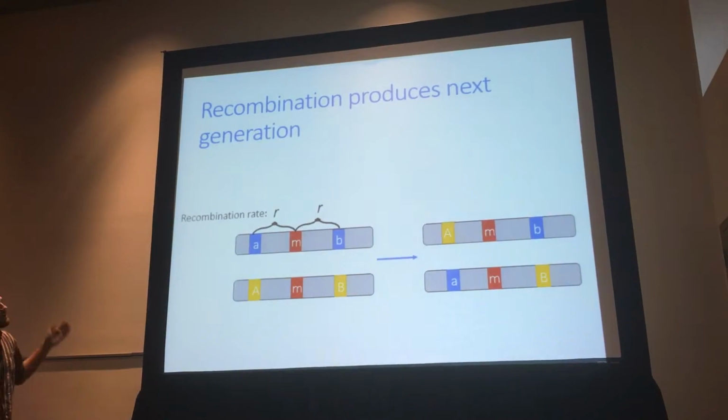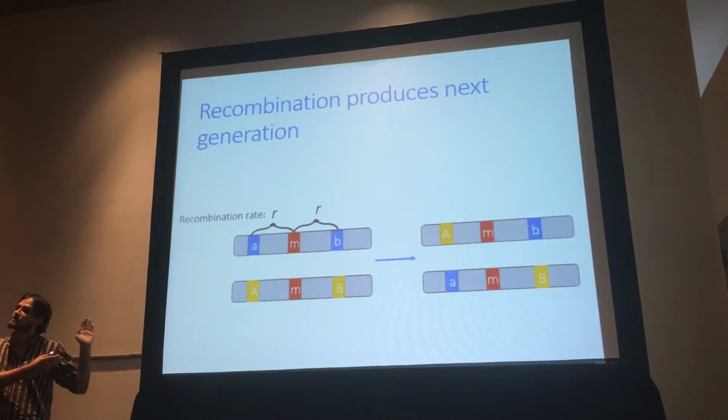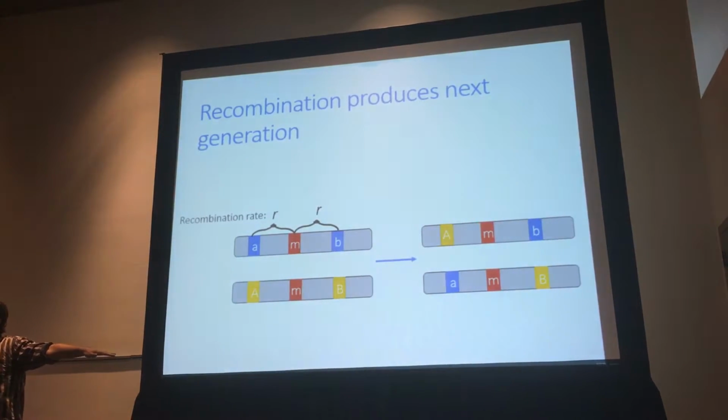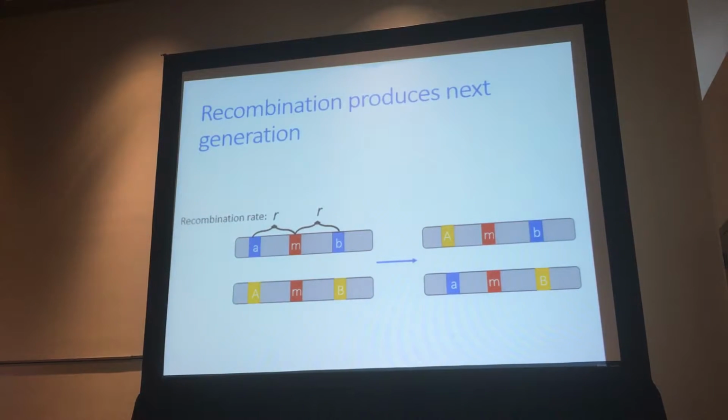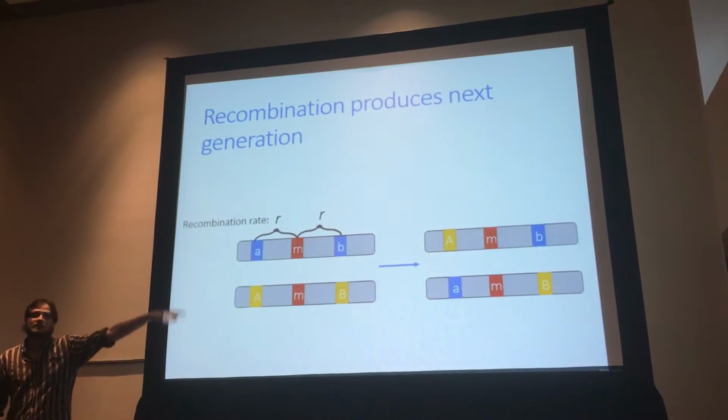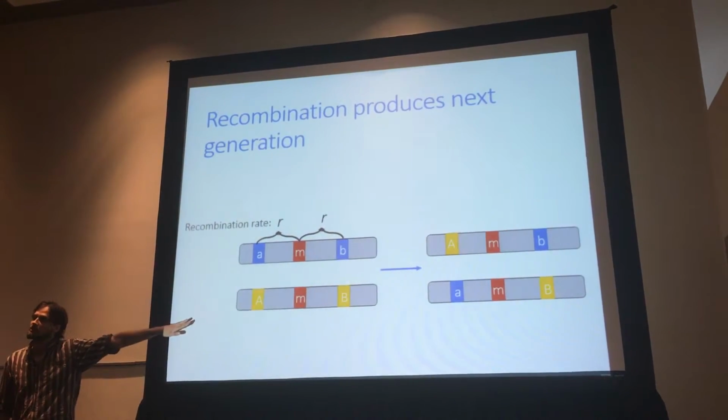Individuals pair up, you now have a mating pair. The mating pair is going to undergo recombination to produce the next generation. For the sake of this super simple toy model, we're going to stick our assortative mating locus smack dab in the middle of the two viability loci.